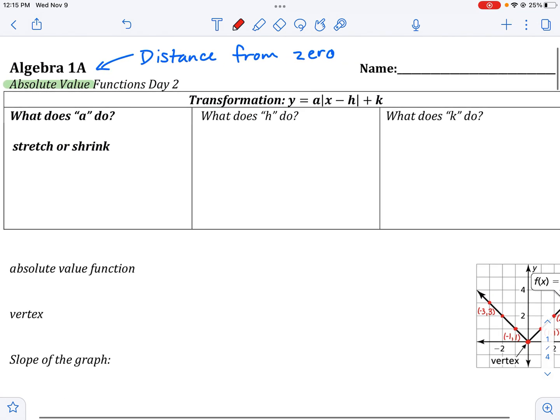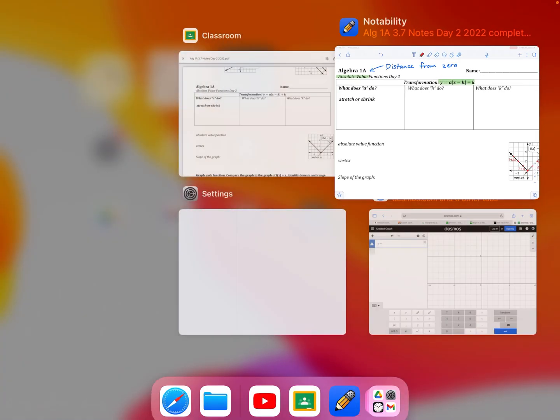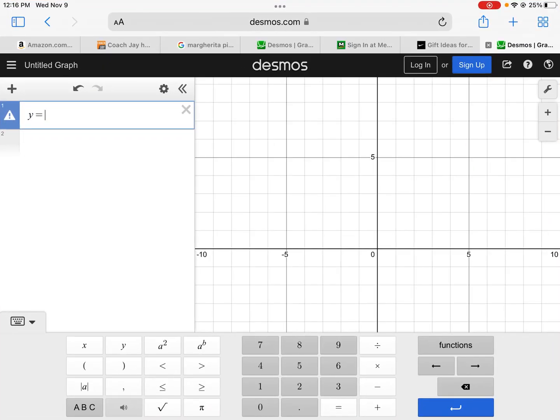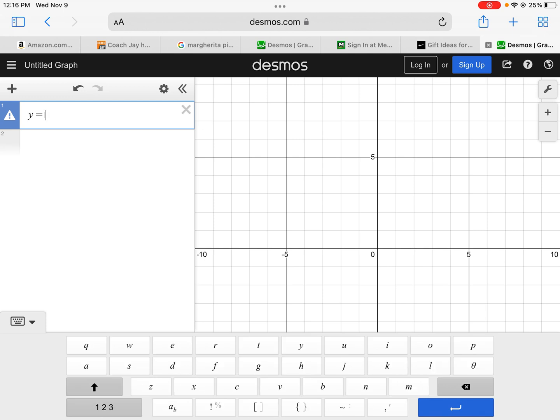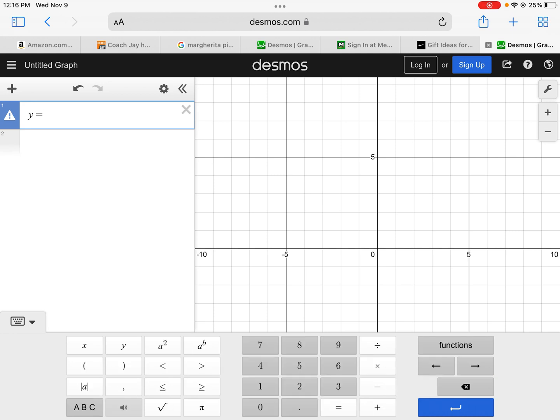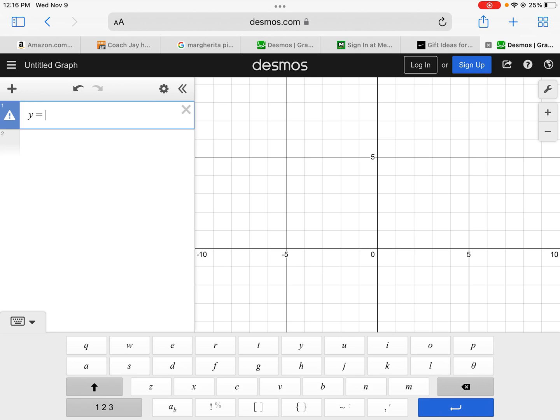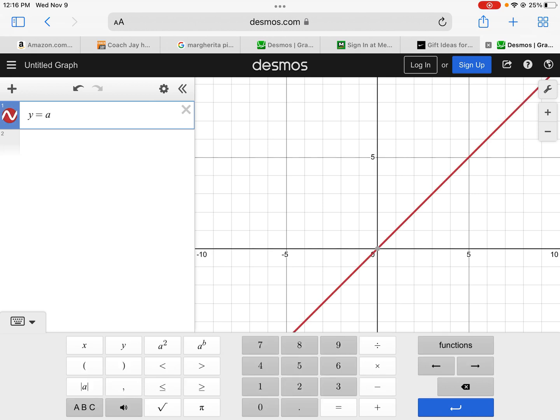Okay, now our function, when it gets a little bit more complicated, I can move it around the graph and I end up with a times the absolute value of x minus h plus k. So what I would encourage you to do is, if you're watching this for the first time, or if you don't remember what a, h, and k do, is I would go to desmos.com. And what I would do is I would type in y equals, and down at the bottom, there's an ABC button. You can get a, and then I will use the absolute value bar that is right above the ABC.